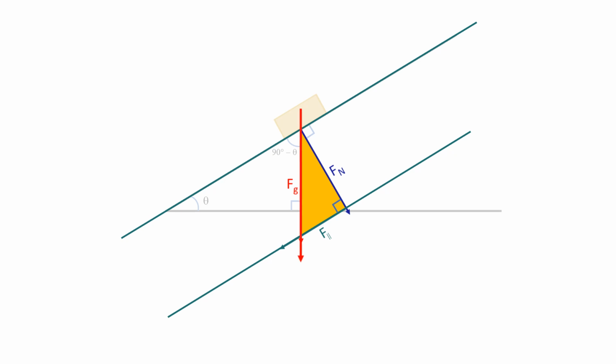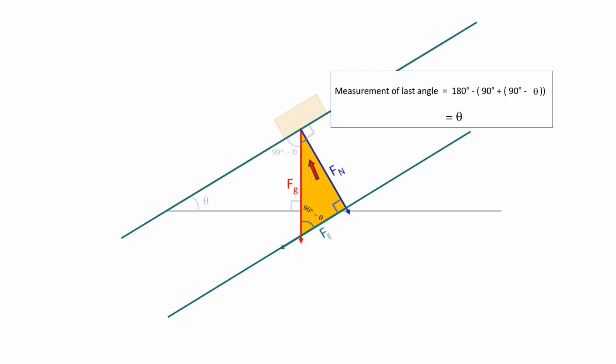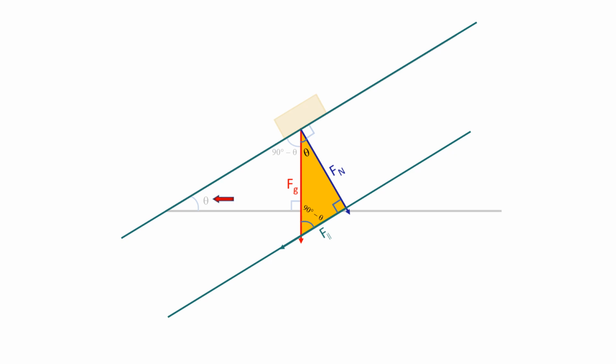Let's draw a transversal line as an extension of the gravitational force vector and focus on another pair of alternate interior angles. One of these was already calculated to measure 90 degrees minus theta, giving that same value to the other. We are now left with the last angle of the triangle. Because the sum of the three angles of a triangle is 180 degrees, we conclude that the last angle must be equal to theta. Finally, we note that this is the same measurement as the angle of the incline.